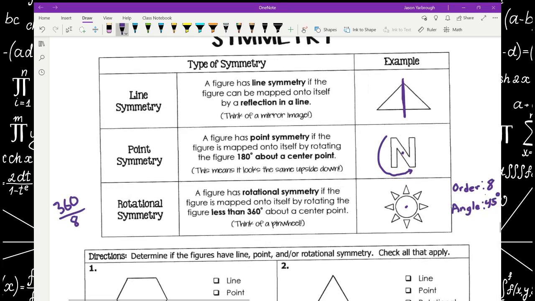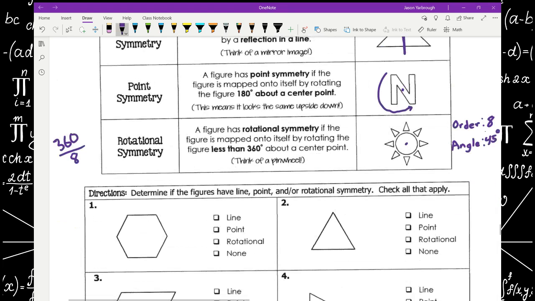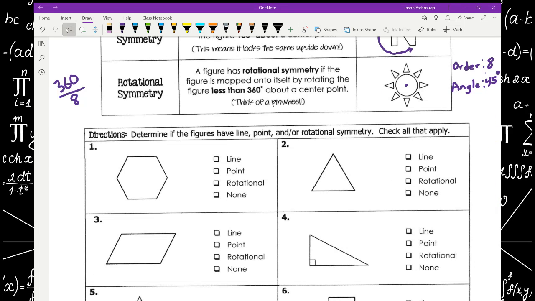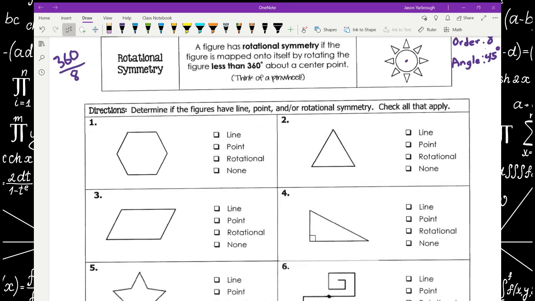Now, for the next part, we're going to look at these figures and determine if each has line, point, and or rotational symmetry, and we're going to check all of it that applies. So there could be more than one answer choice for each of these problems. On the first one, we've got this hexagon. Right. So, does it have line symmetry? Yeah. In fact, depending on if you want to interpret this as a regular hexagon or not, it could have more than others.